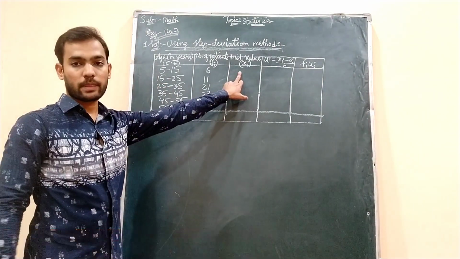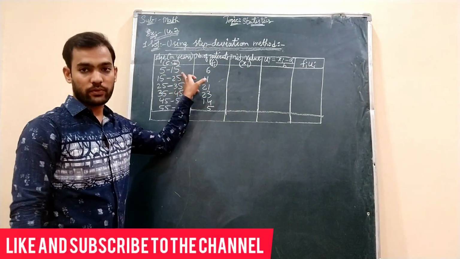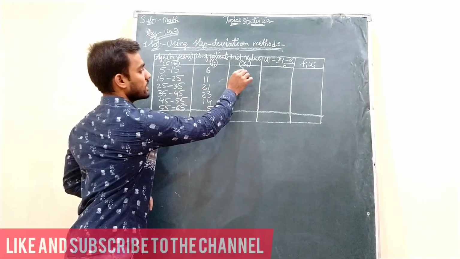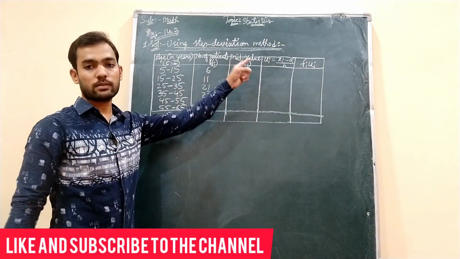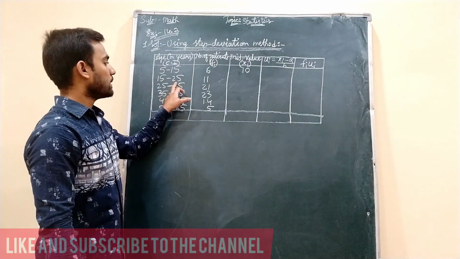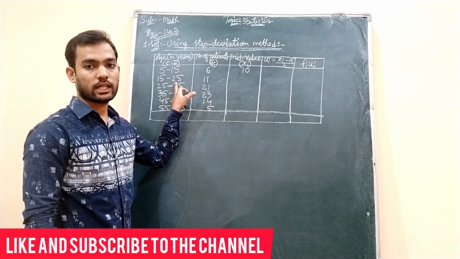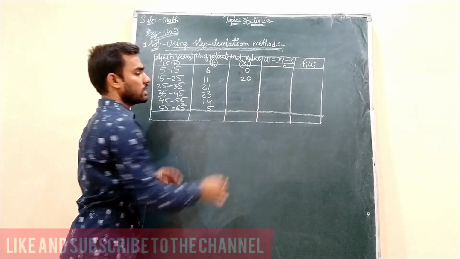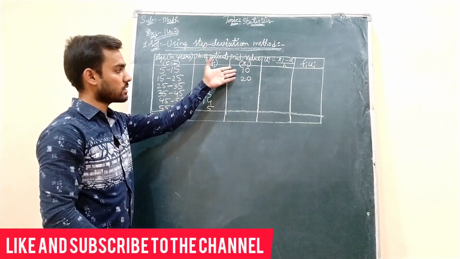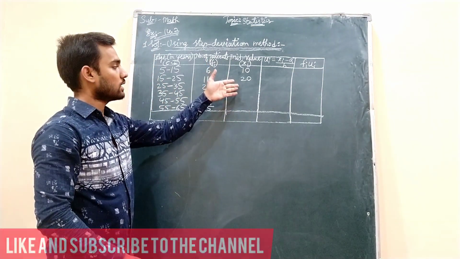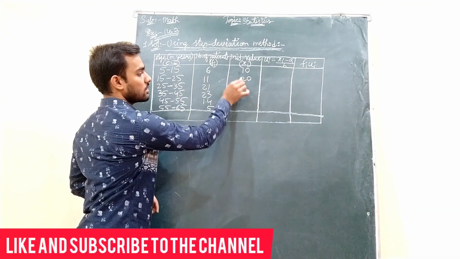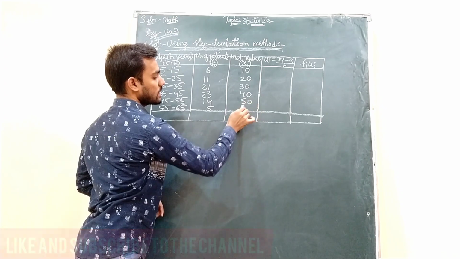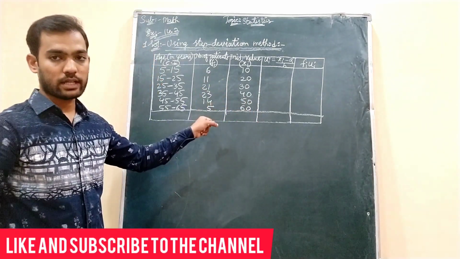For mid values, remember, 5 plus 15 is 20, divided by 2 is 10. This is your first mid value. Then 15 plus 25 is 40, and dividing 40 by 2 gives 20. Then there is no need for further additions. Just by seeing this, you can write the next mid values: 10, 20, then 30, 40, 50, 60. These all are mid values.